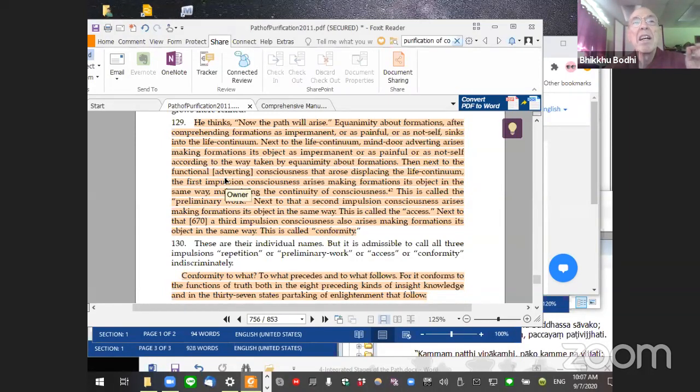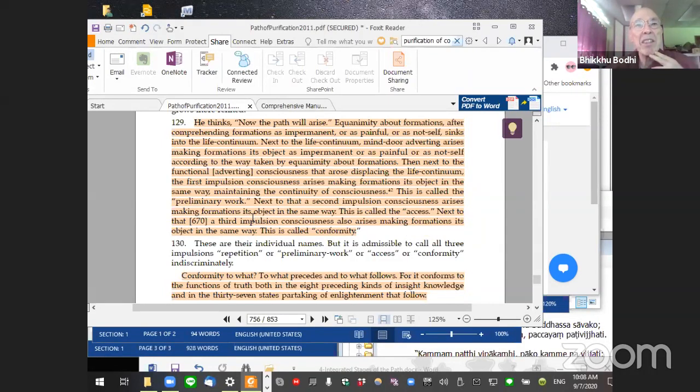Then next to the mind adverting consciousness, there arises the first javana consciousness, which again takes formations as its object in the same way. This is called the preliminary work or the moment of preparation. Those are just different translations of the same Pali word, parikamma. Then next to that occurs a second javana consciousness, again taking formations as its object, either as impermanent, dukkha, or non-self. This is called access, because one is getting close to the arising of the path.